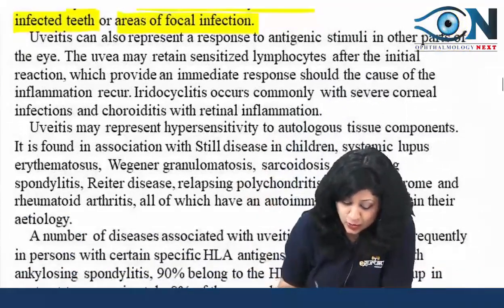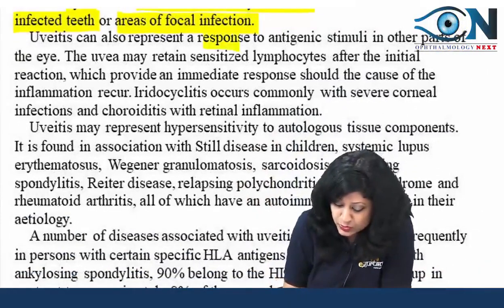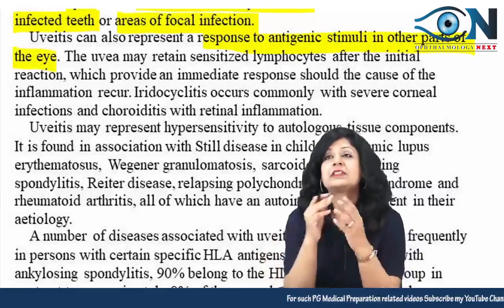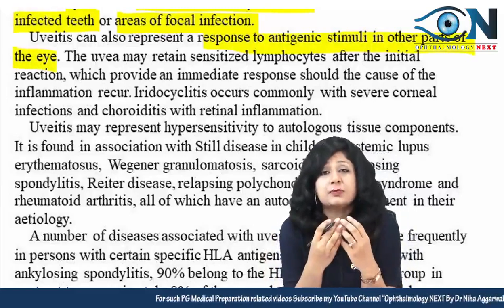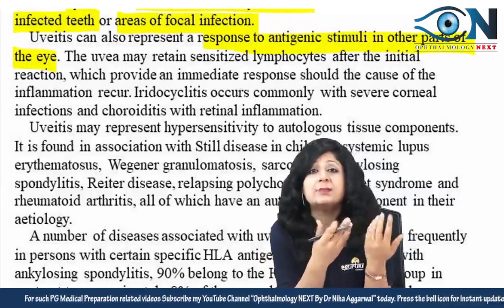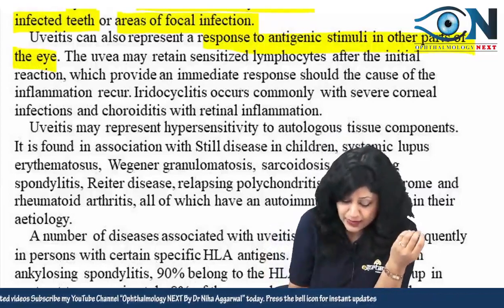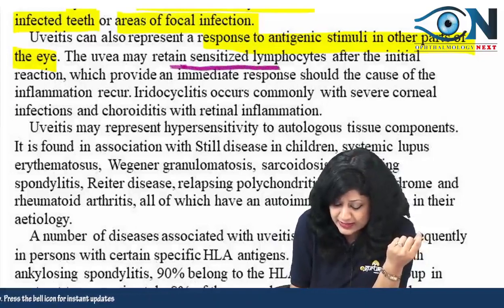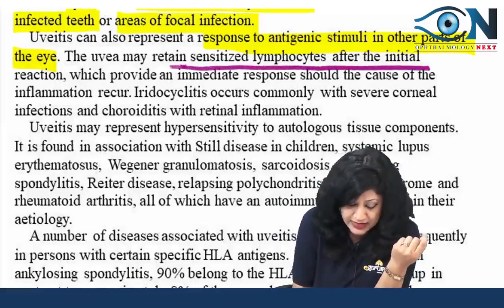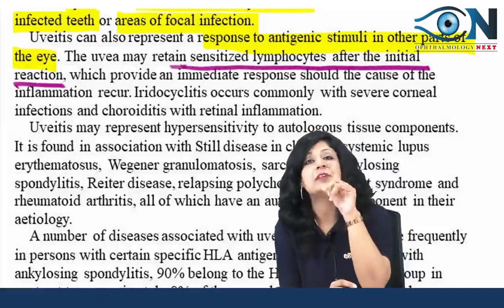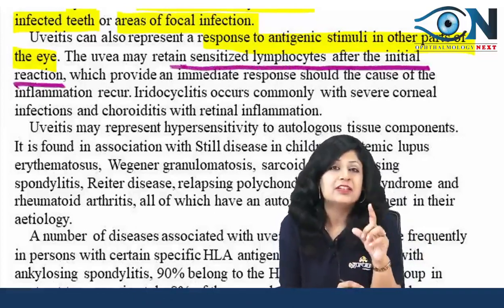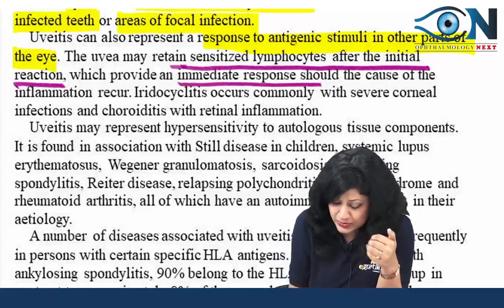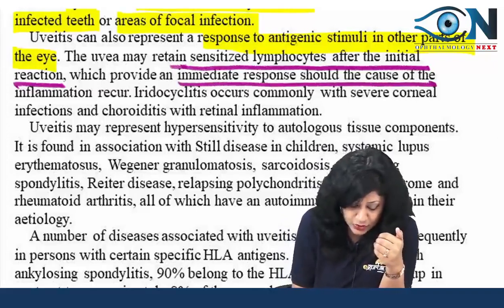Now uveitis can also represent a response to antigenic stimuli in other parts of the eye. So if you have some antigenic stimuli in another part of the eye, for example, the uvea retains sensitized lymphocytes after the initial reaction. Suppose there was some initial reaction. After that initial reaction, the lymphocytes are sensitized. They provide an immediate response should the cause of the inflammation reoccur.